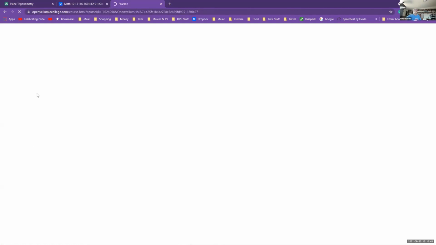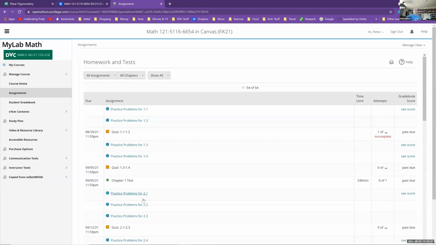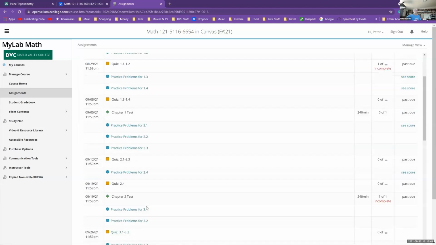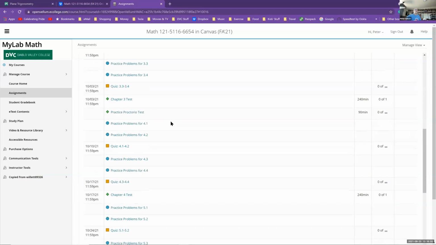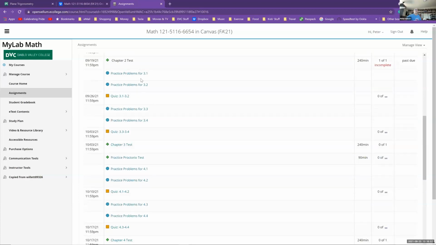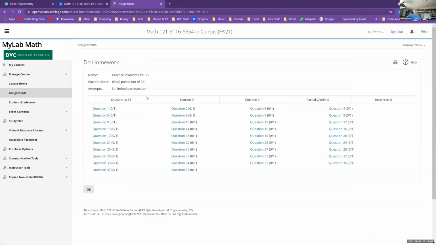Okay, so the homework that's due this weekend is on 3.1 and 3.2. And so we'd want to be looking at the practice problems for 3.1 and 3.2. If I click into the ones for 3.2 to see if they're doable based on what we just saw, let's say we look at number 10.